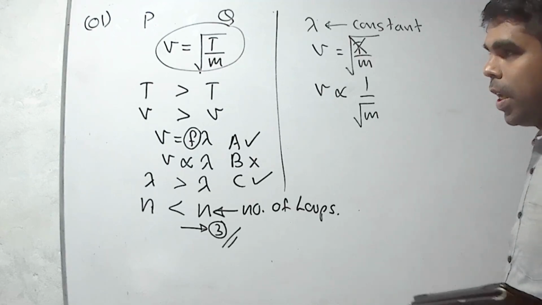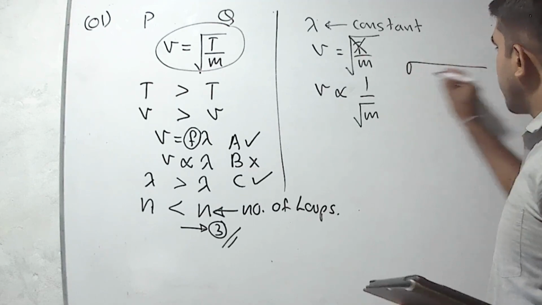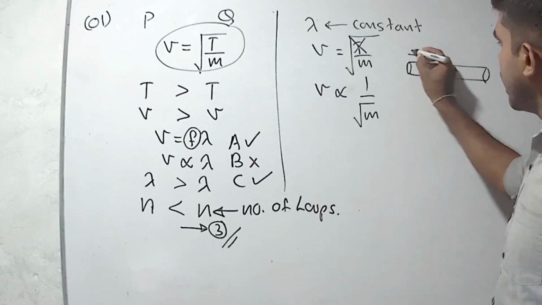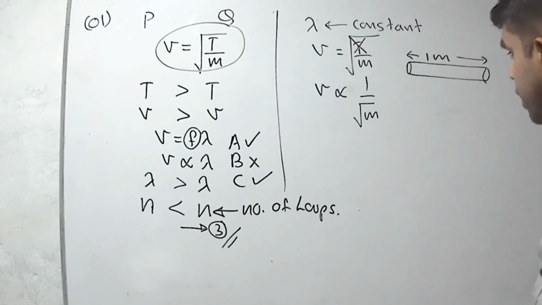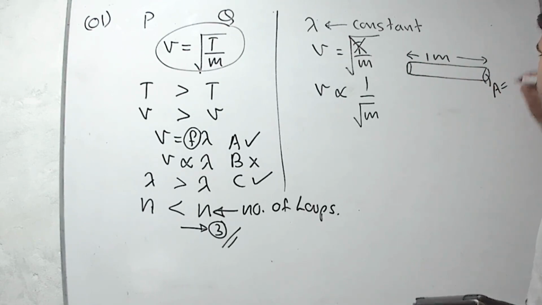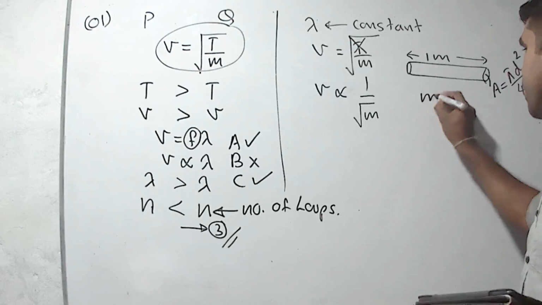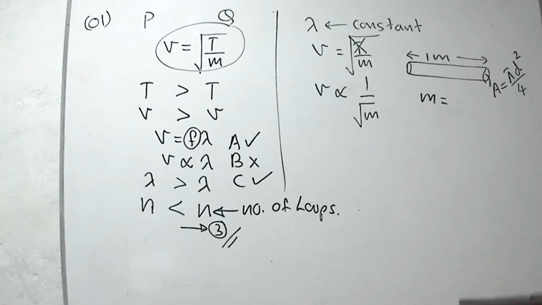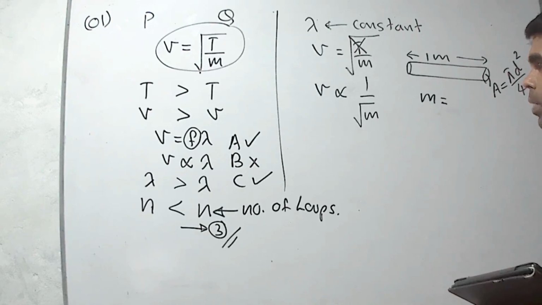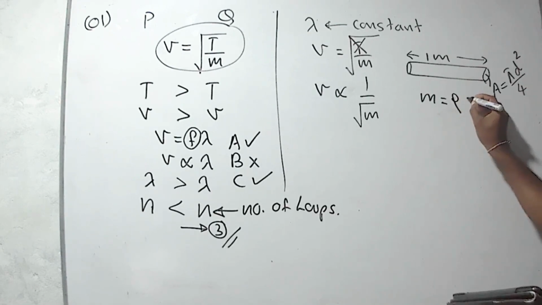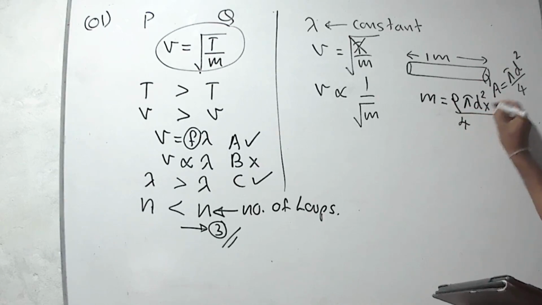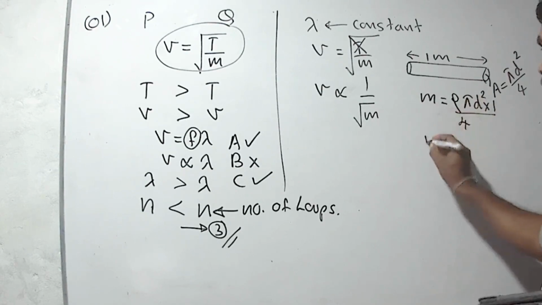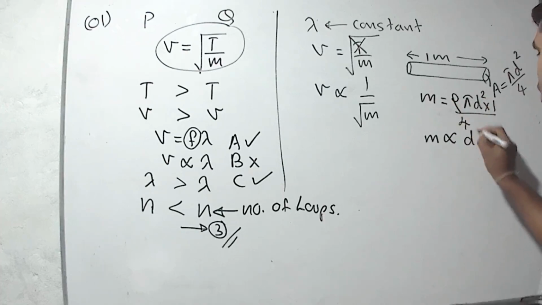Linear density means mass per unit length. I will consider unit length, 1 meter of a string, and I will consider cross-sectional area A. We can write it as pi d squared over 4, pi r squared, where r is diameter divided by 2. Then mass per unit length is the mass of this string of 1 meter length. You know that density equals mass divided by volume, then mass equals density into volume. We can get volume as pi d squared over 4 into 1. Then mass per unit length is directly proportional to the square of diameter.